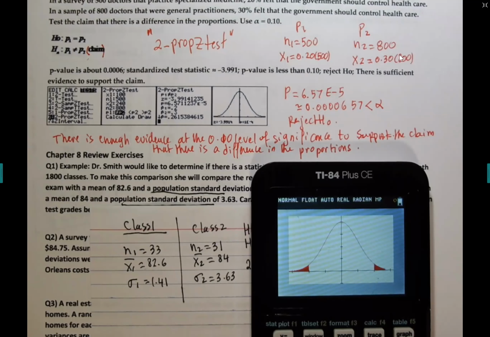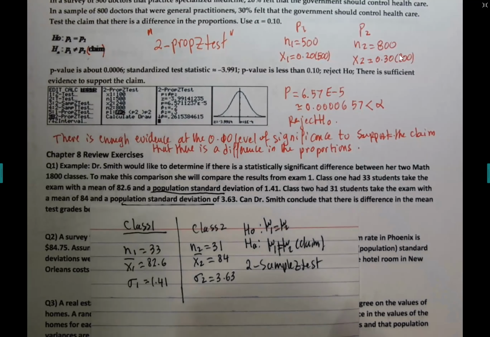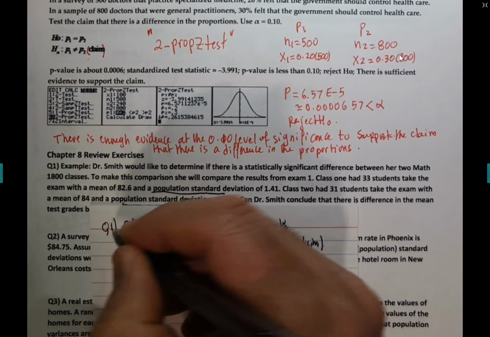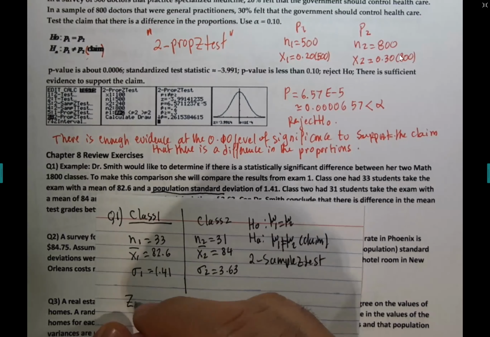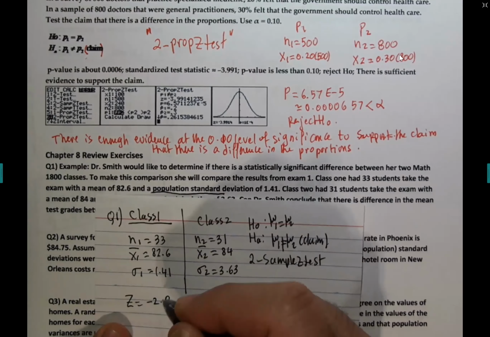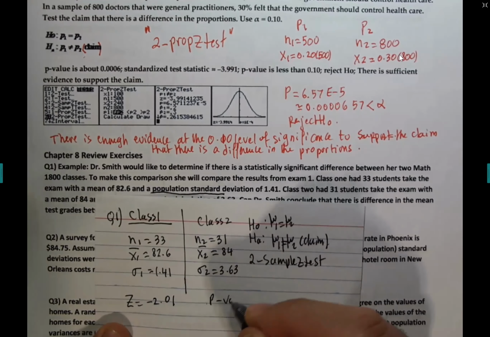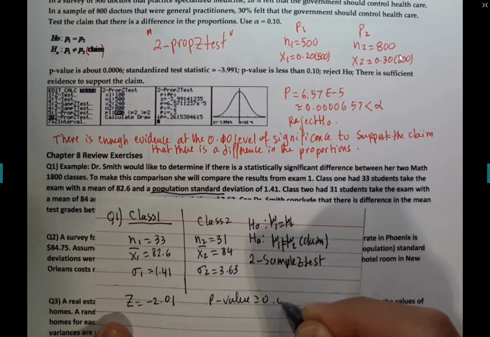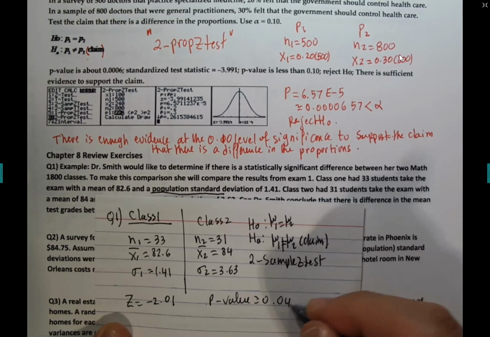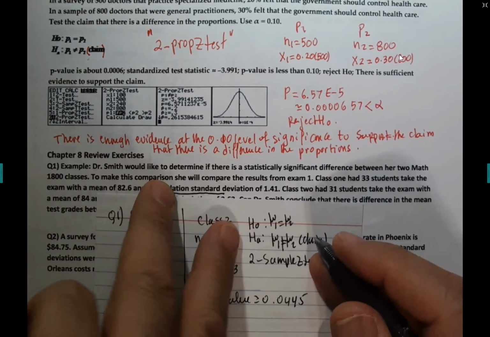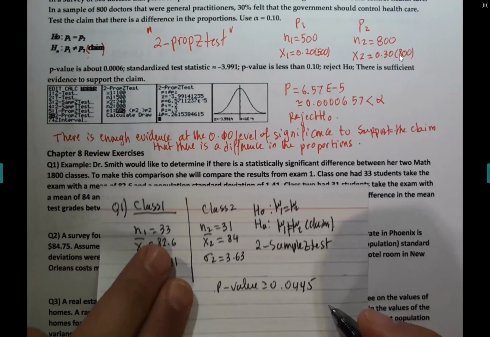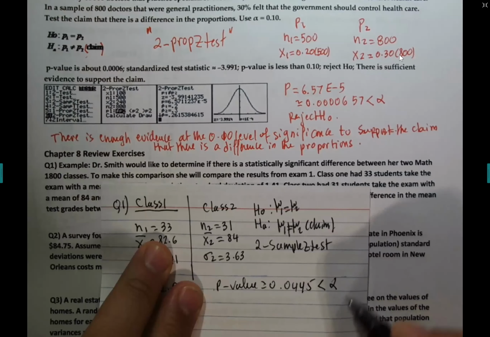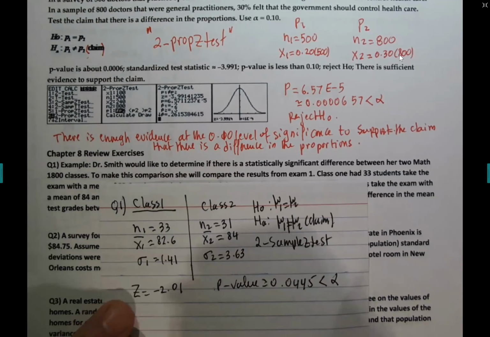Let's see what the p-value is. So Z is negative 2.01, and p-value is 0.0445. That's question 1. And let's see what alpha is here. Alpha is 0.05, guys. So the p-value is less than alpha. So reject H0.